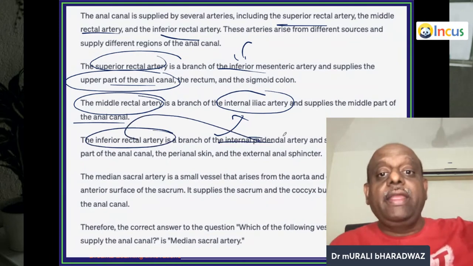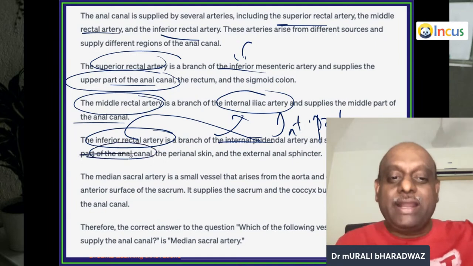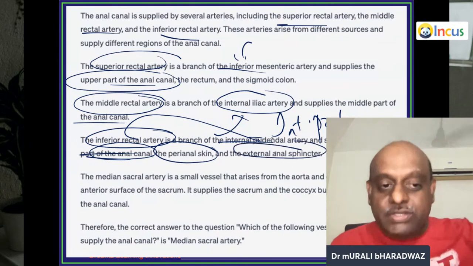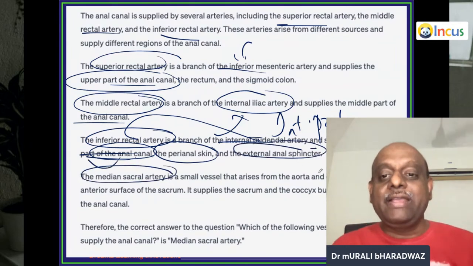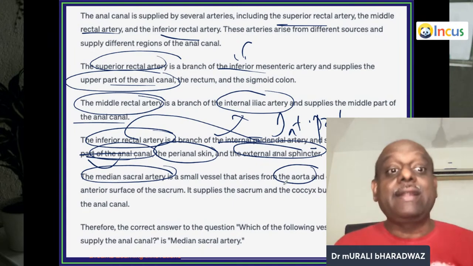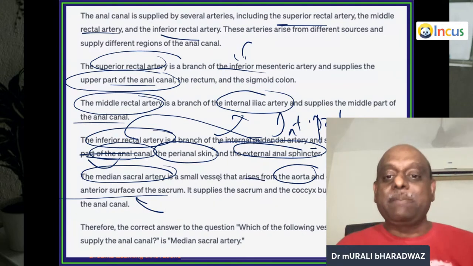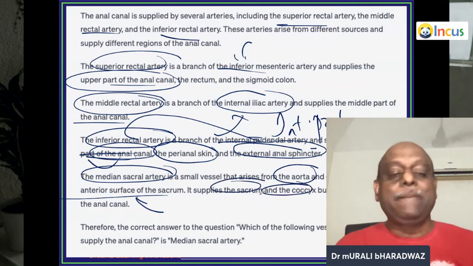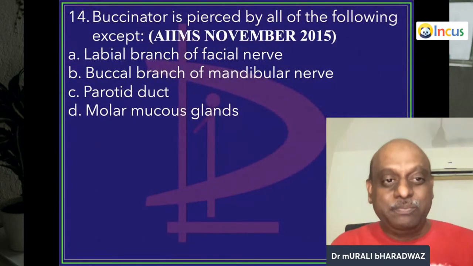Inferior rectal artery is the branch of the internal pudendal artery and supplies the lower part of the anal canal, perianal skin, external anal sphincter. Whereas the median sacral artery arises from the aorta directly and descends along the anterior surface of the sacrum. It supplies sacrum and coccyx, but it does not supply the anal canal, is what you have to remember, doctor.